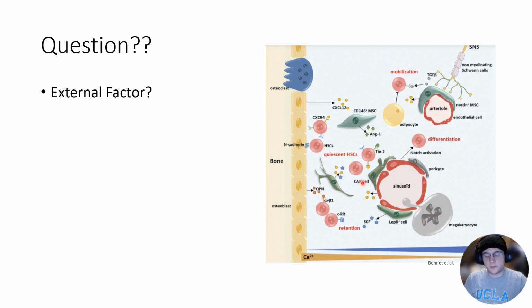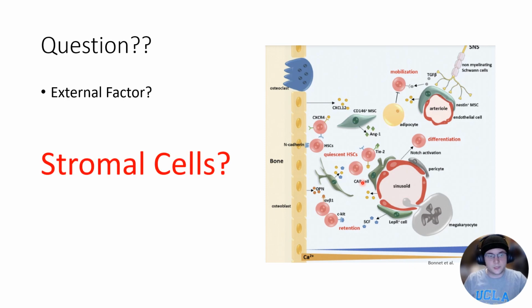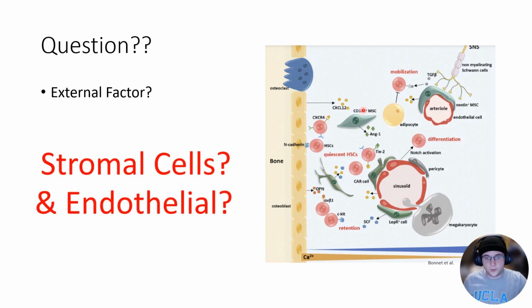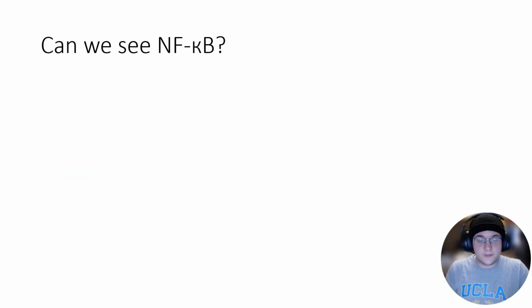In my research, I was asking, how do stromal cells and endothelial cells, which are the structural support cells, and the cells that line the arteries and veins, have an effect, or do they even express NF-kappa B in the first place? So that leads us to our next question. Can we even see NF-kappa B in stromal and endothelial cells?